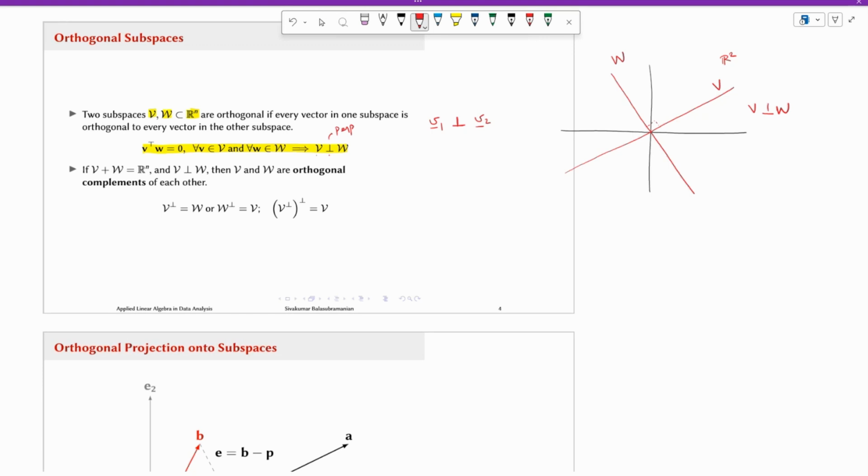I'm talking about R3. Let's say I have the XY plane, X, Y, Z. The floor. Does that form a subspace of R3? Yes, planes passing through the origin form a subspace. Let's say I call that V. The Z line, right? Does that form a subspace of R3? It is. What is the difference between the two subspaces?